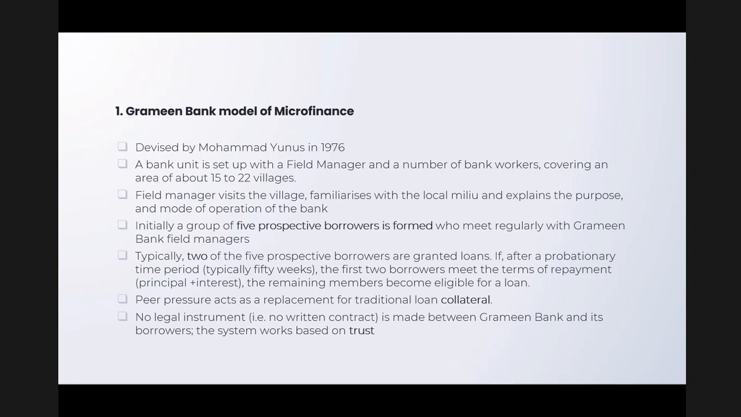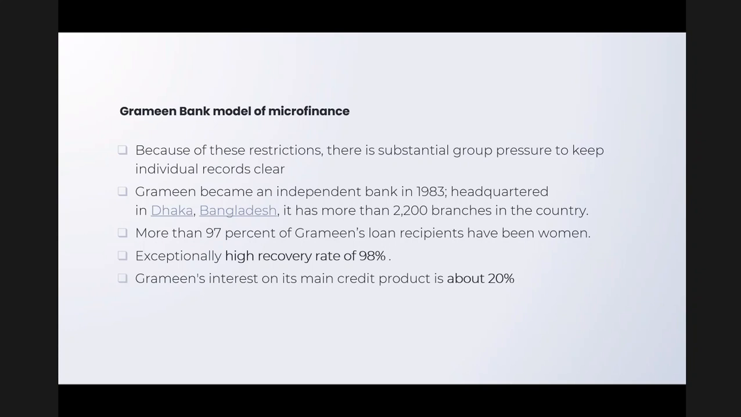So this model is based on trust. This model is based on peer pressure. This model is based on the concept of joint liability, because a group of five borrowers is formed, and whether the third borrower will be eligible or not will be decided by the conduct of the initial borrower. If the initial borrower is making repayment on time, then only the third borrower will be eligible. So there is substantial group pressure to keep individual records clear.